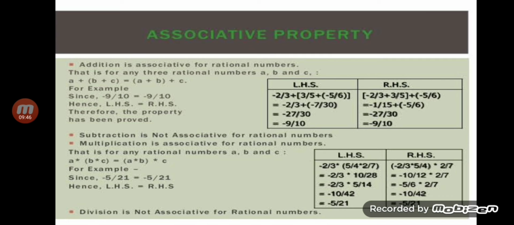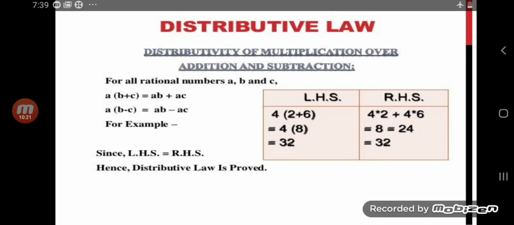10 by 42. The same way, we put the bracket for minus 2 by 3 into 5 by 4, then into 2 by 7. So minus 10 by 12 into 2 by 7. What do you get? Minus 10 by 42. So we can say that LHS is equal to RHS. So multiplication is associative for rational numbers, we can conclude. The same way, division is not associative for rational numbers. You can give your own values and check it, so you will get unequal.